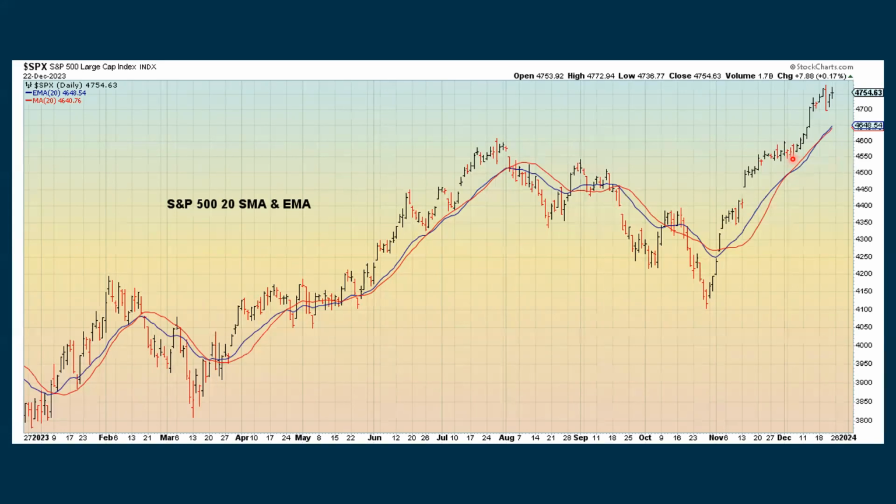And this is a regular 20 period simple and exponential moving average study. Simple means all 20 periods are weighted the same. Exponential means there's more weight put towards more recent prices. And we're above both lines here and going up, suggesting that the trend is positive.